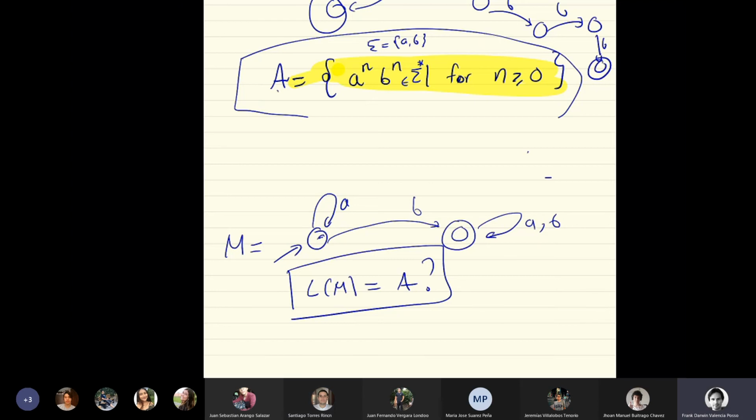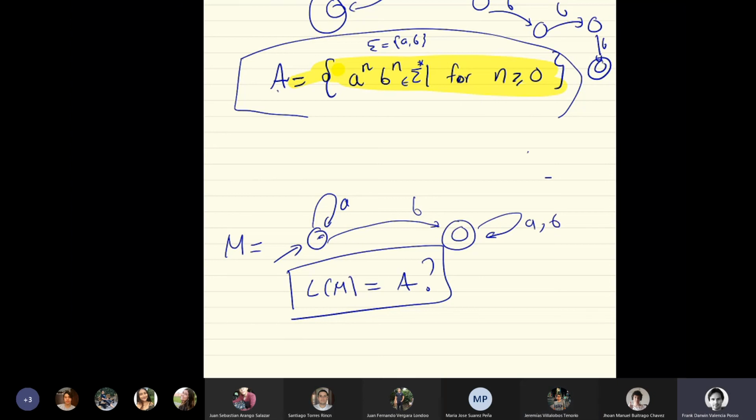Try to do the following. Try to find a string that is accepted by M, but is not in A. And that will destroy this equality, because you will have an element in this set that is not in this set. So these two sets cannot be equal. So that would be, for example, BAB.